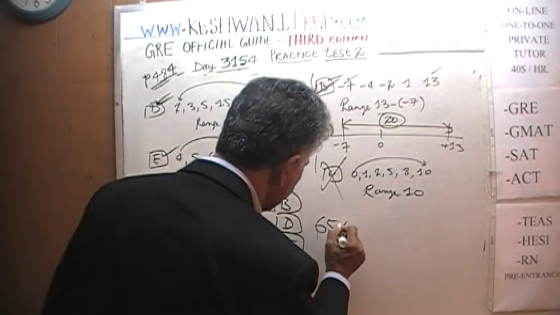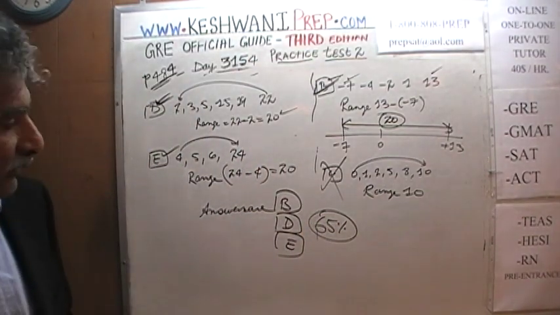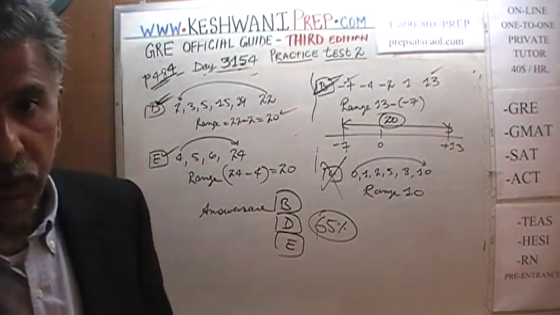Almost 2/3 of the people who took the exam had no trouble with it. 2/3 of the people got it right, 65%.